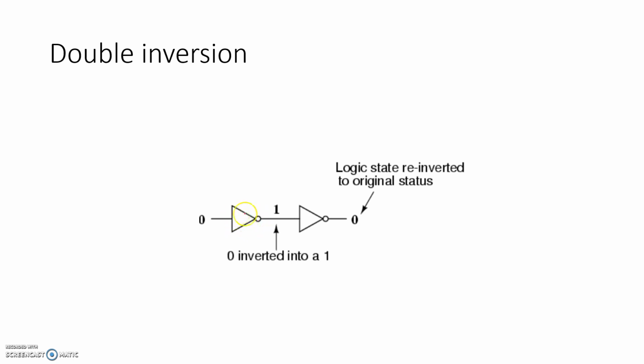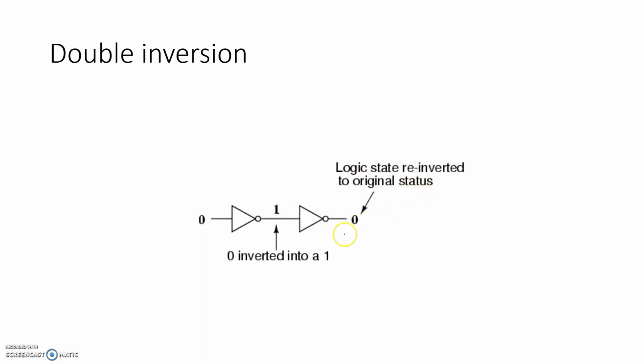Now suppose you consider one NOT gate connected to the back side of another NOT gate. So two NOT gates in series combination. In the input side, if we provide 0, then 0 will be inverted to 1 by this NOT gate, and then this will be inverted again by the second NOT gate and we get 0. So the logic state is re-inverted to the original state.